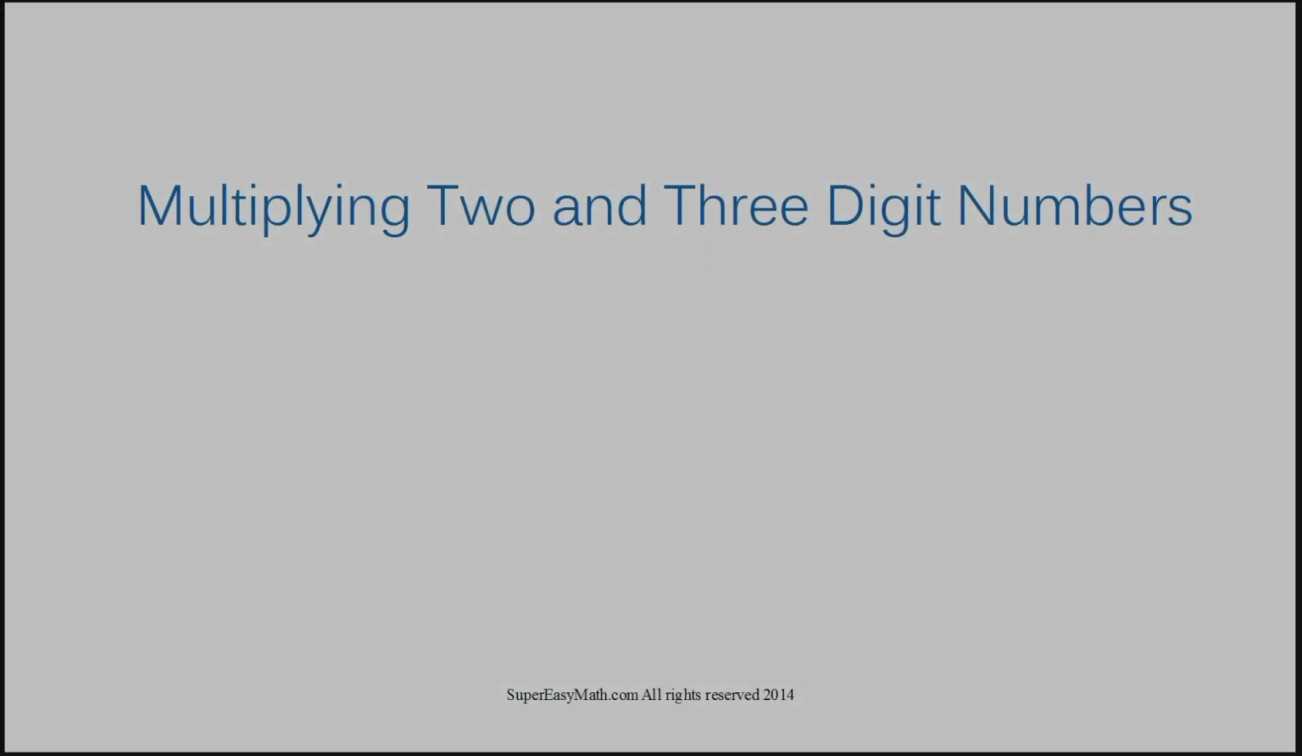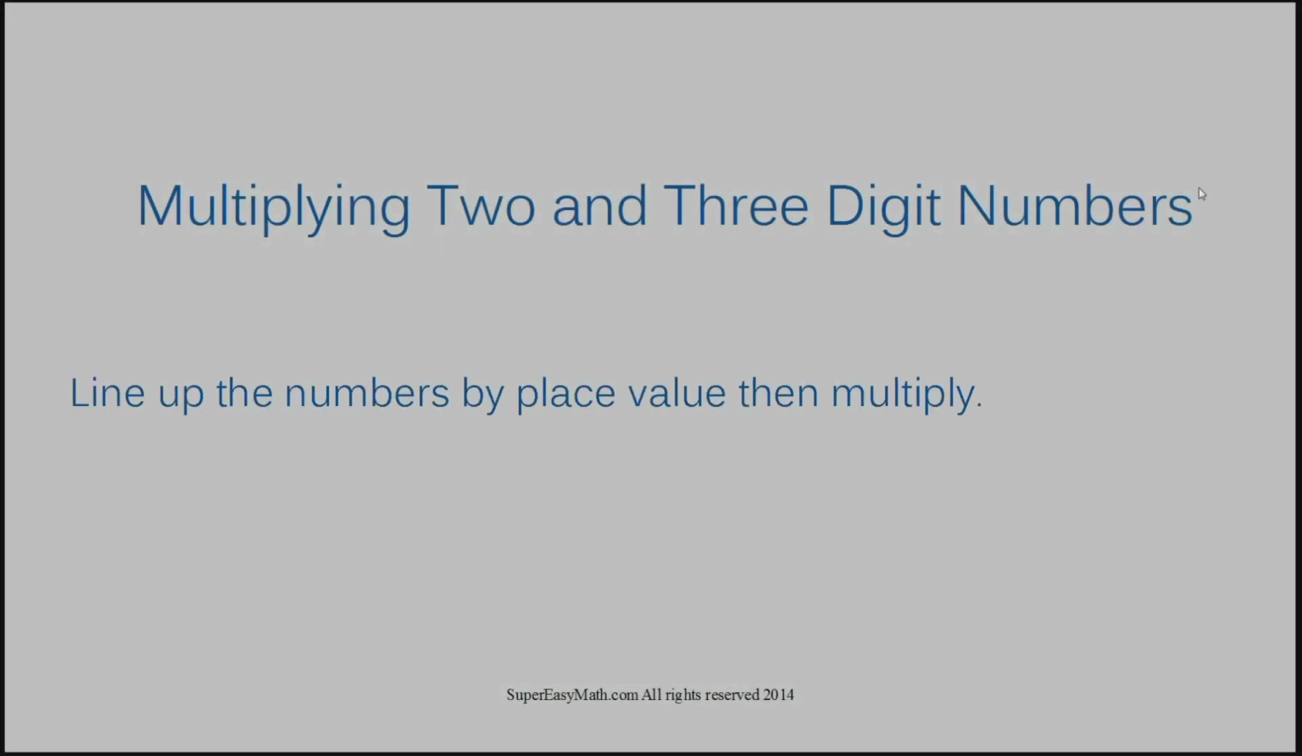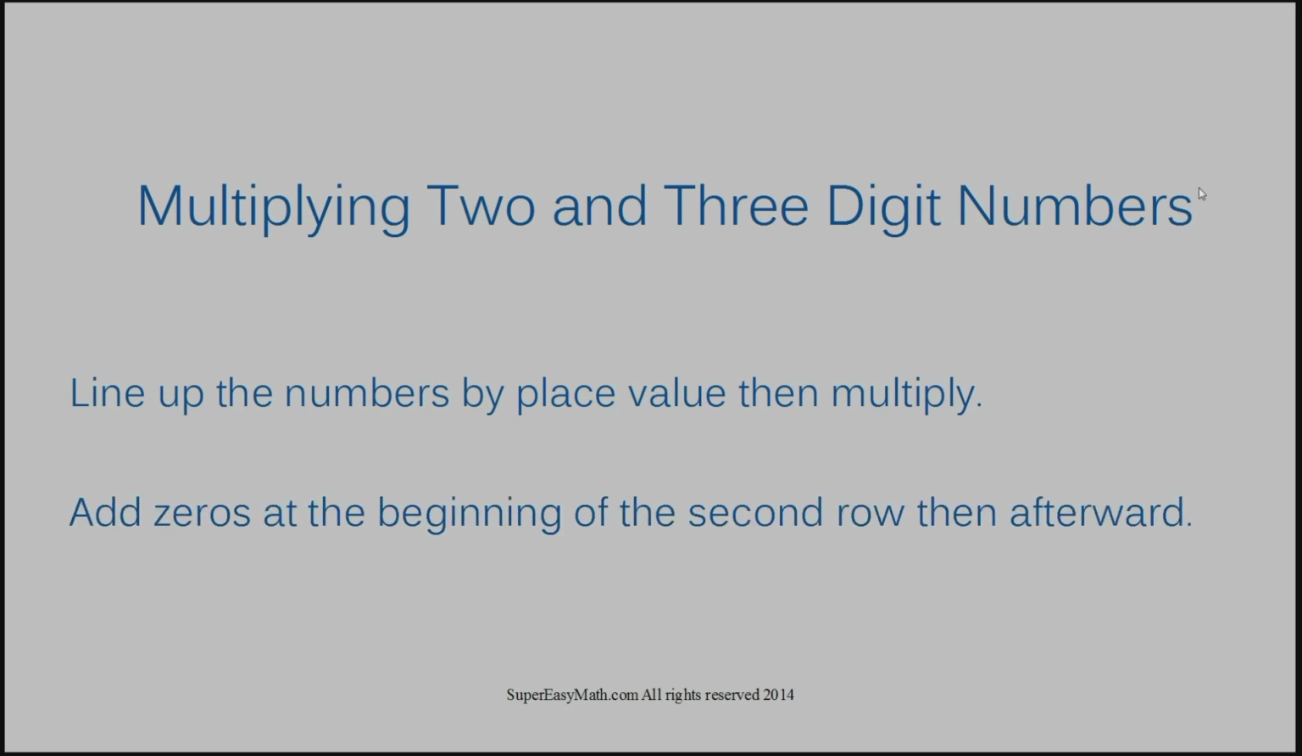Multiplying 2 and 3-digit numbers. When multiplying 2 and 3-digit numbers, there's two main things that you need to make sure you remember. You want to line up the numbers by place value, then multiply. You also want to make sure to add zeros at the beginning of the second row. Then afterward, you continue adding zeros. That may sound a little confusing, so I'll show you a few examples of how it's done.